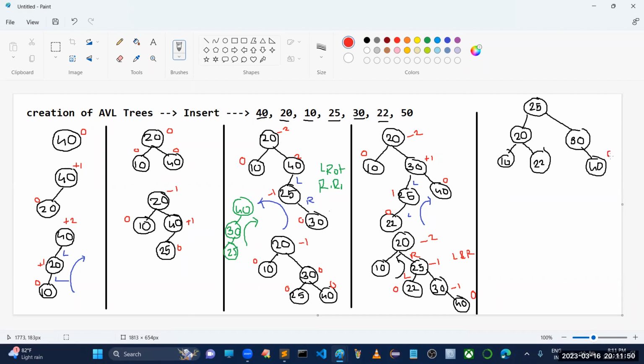So for this the balance factor is 0, this one is -1. So 0, 0, 0. 2 minus 2, 0. Perfectly it is height balanced. Okay. Now we have to insert a 50. Can you please confirm, is this concept clear for everyone?